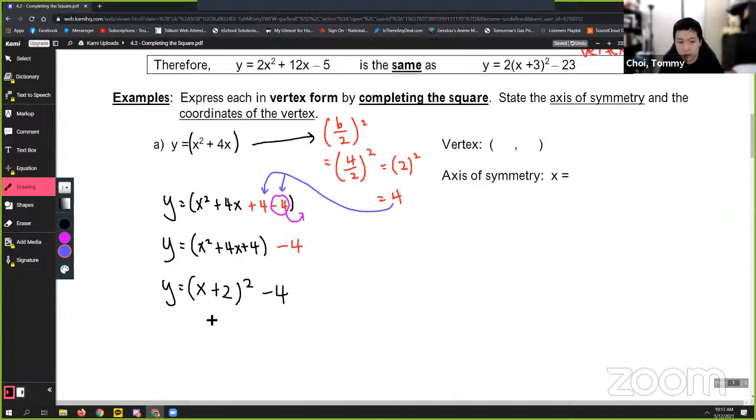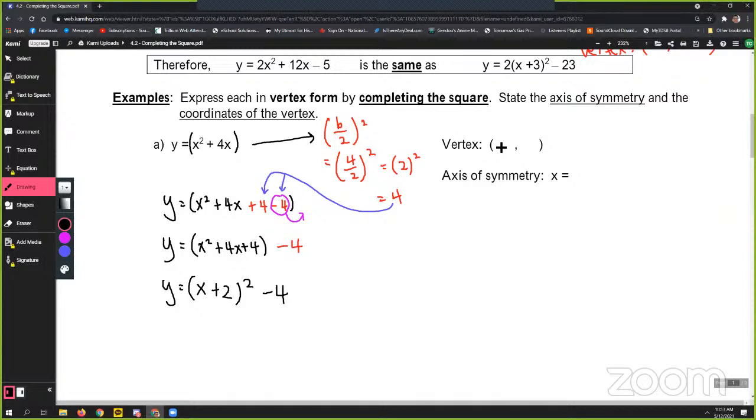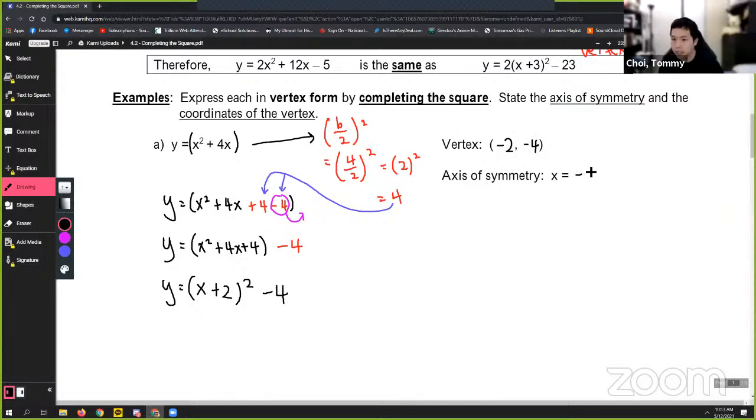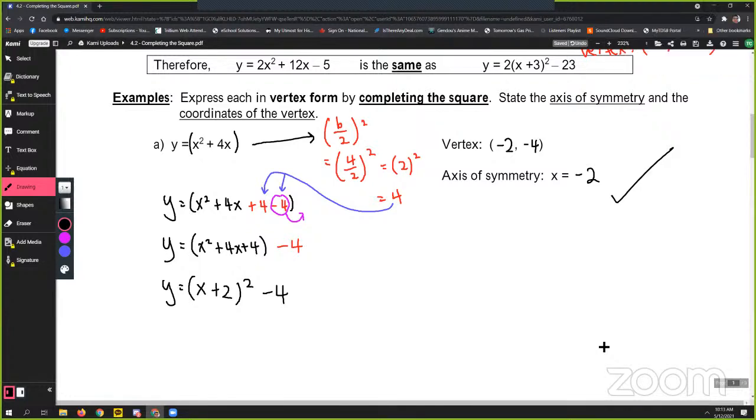And boom, we get our factored form quickly by dividing the middle number by 2 and putting a square on it. And then I ask you, what's the vertex here? -2, -4. And the axis of symmetry is x equals -2. And that's your full answer. Boom, done. Okay?